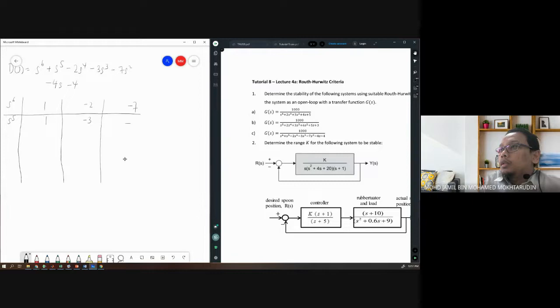-7, -4, -4, and 0. So we calculate row S4. So we get -1, 1, 3. 3 tolak 2. 1, -1.